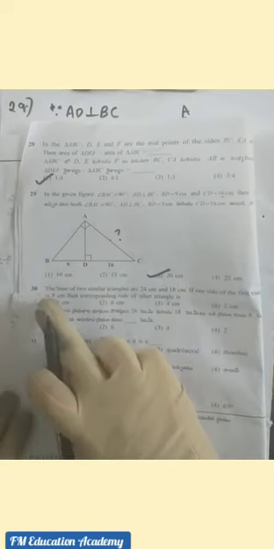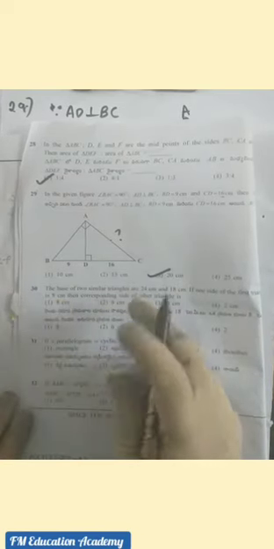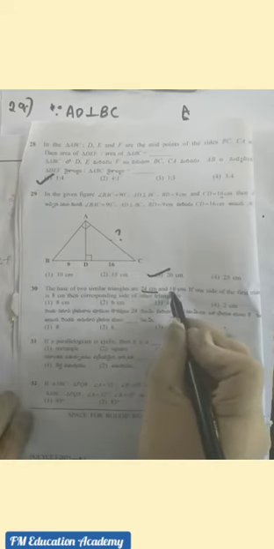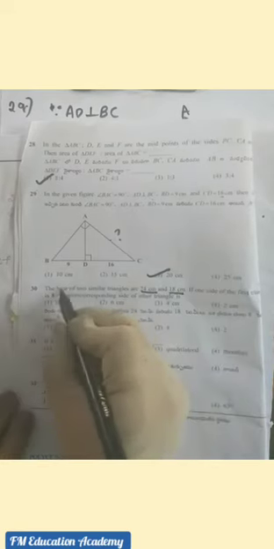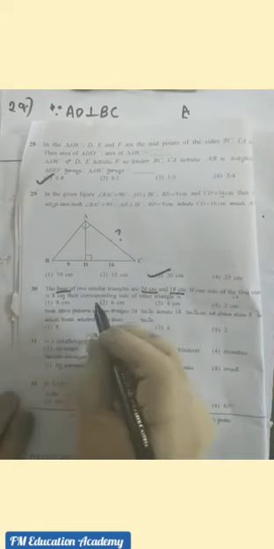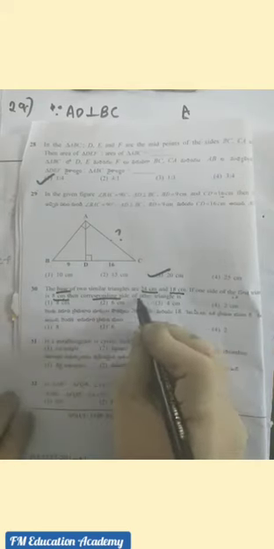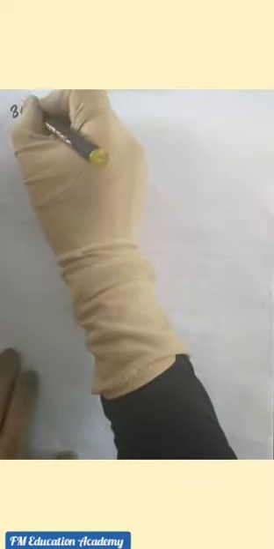The 30th question. The base of two similar triangles are 24 centimeter and 18 centimeter. If one side of the first triangle is 8 centimeter, then the corresponding side of the other triangle is how much? It is asking. Two bases of two triangles are given. One side of one triangle is also given. And it is asking the second side of the second similar triangle. Let us do this 30th question.